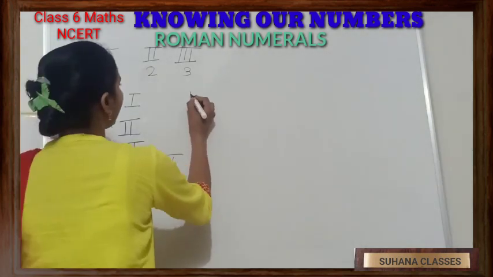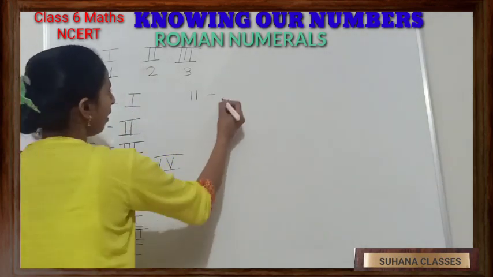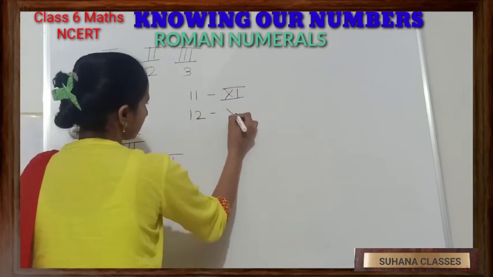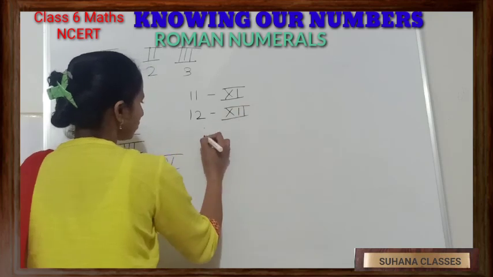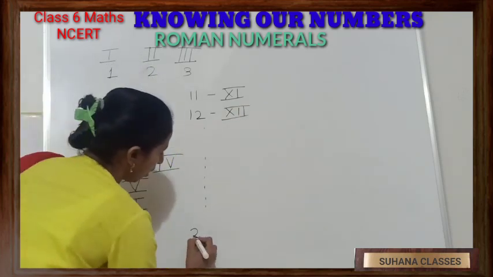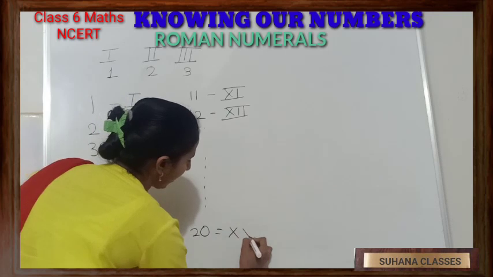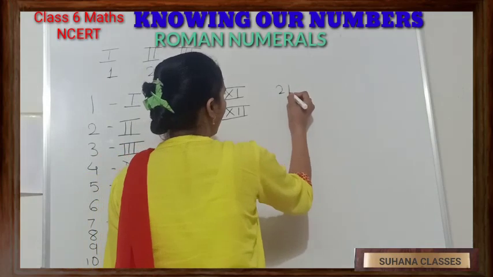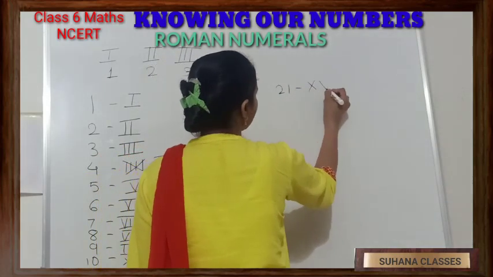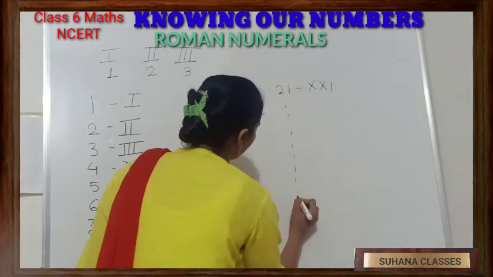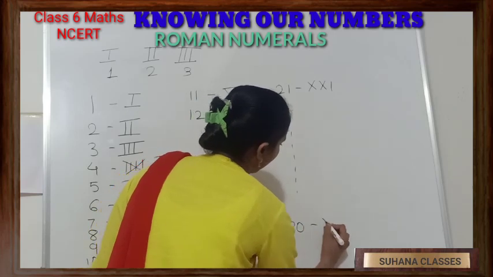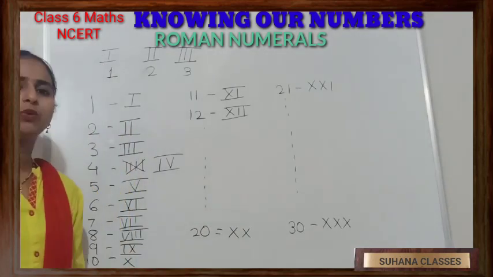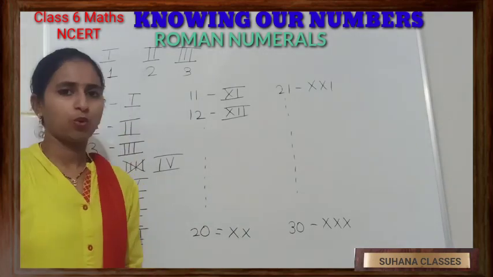So if I want to write 11, how do I write 11? I write 10 plus 1 is 11. 12 is 10 plus 2. So in such a way we repeat the numbers. And how do I write 20? 20 I write as XX. And how do I write 21? So 21 I write as XXI. So if I continue, again 30 is written as XXX. So this is the way we represent the Roman numbers.